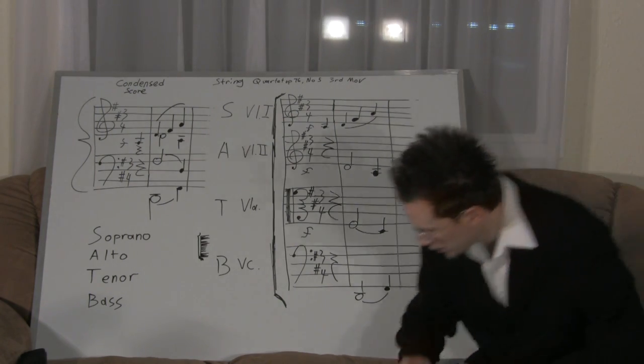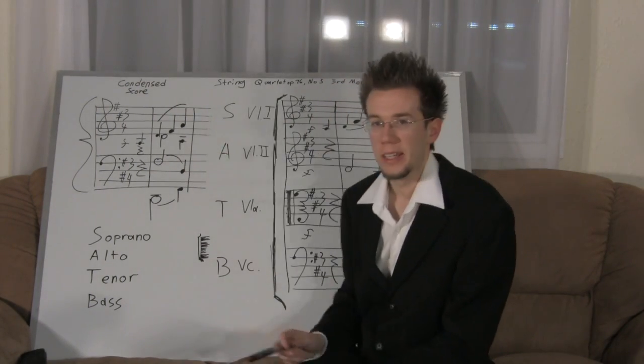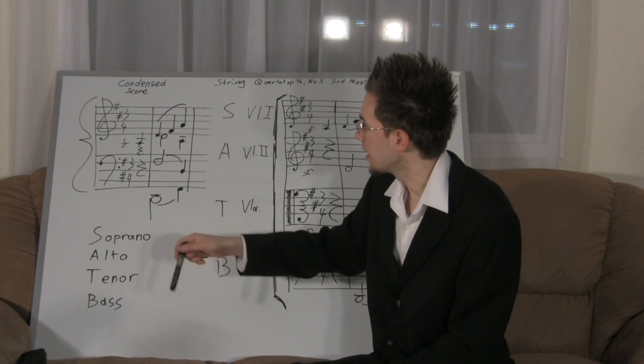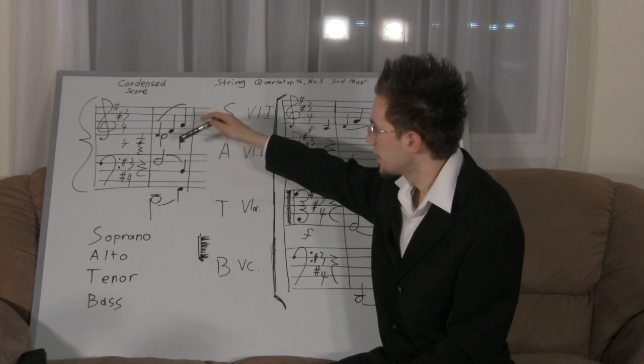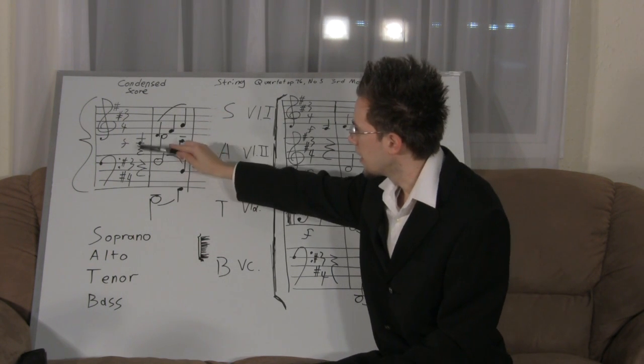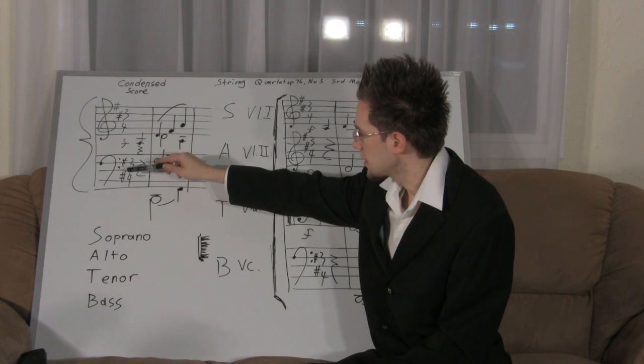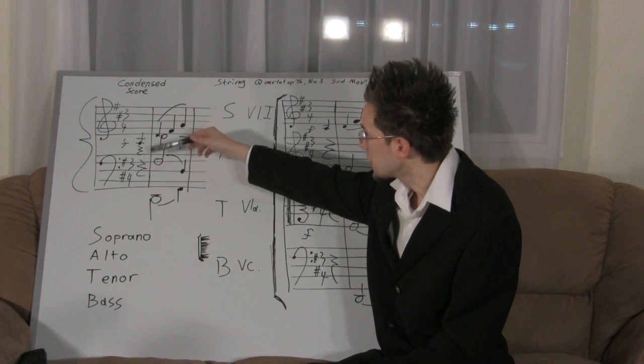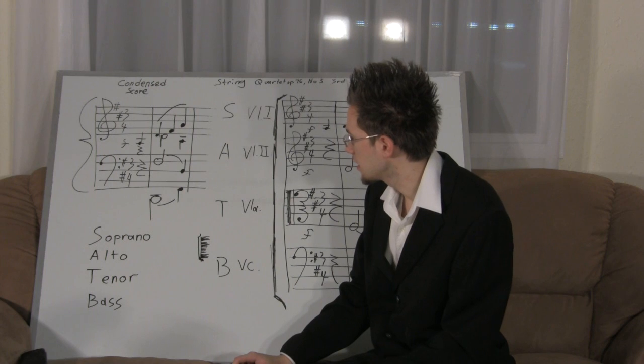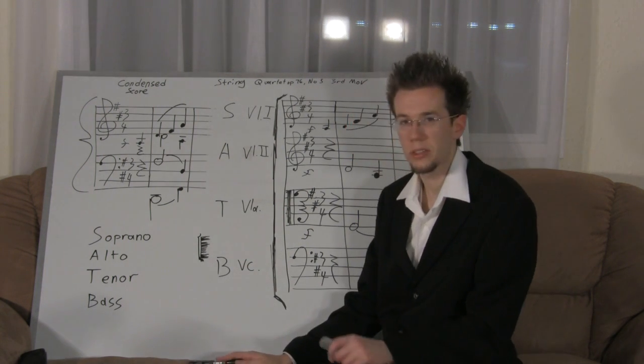Now, first we're going to look over here. Okay, so look at this part right here. This is the condensed score. As you can see, I've got my treble clef and my bass clef, it's a grand staff. I've got my 2 sharps here in the key signature. That's all good. Time signature is there.